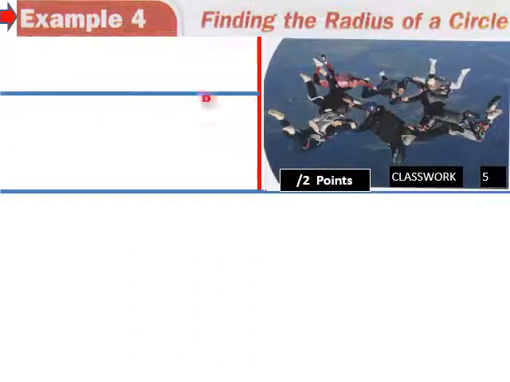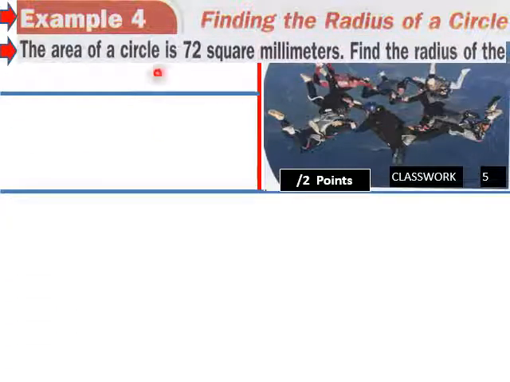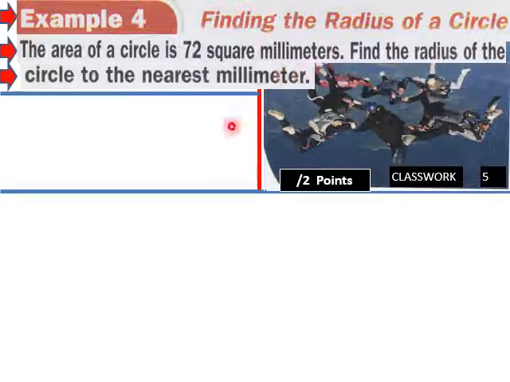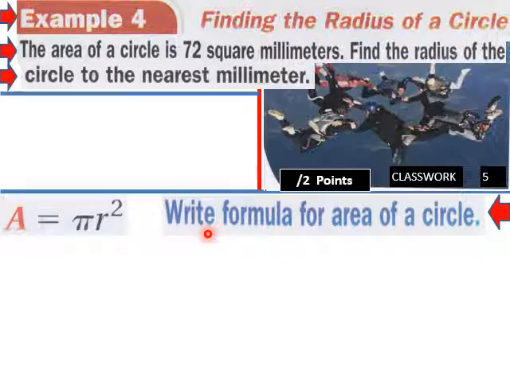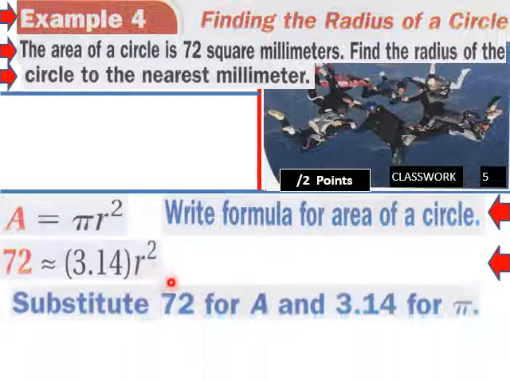Let's go into another example here, finding the radius of a circle. So the area of a circle is 72 square millimeters. Find the radius of the circle to the nearest millimeter. So again, here's our formula, pi r squared. What do we know? We know the area. So we plug that in here, and we know pi is 3.14. We need to find r squared. So we have 72 is equal to 3.14 r squared. Substitute 72 for area, and 3.14 for pi, and then we need to find r.